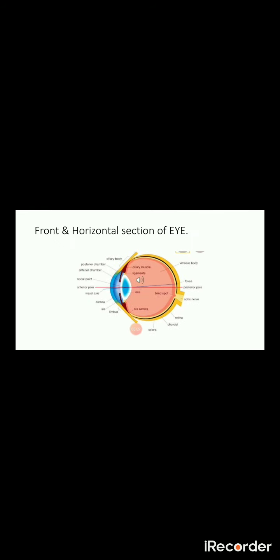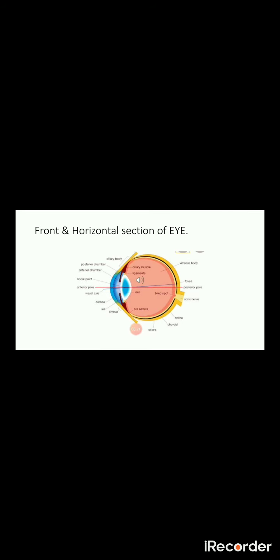The color of the iris may be blue to gray in some people, and in other people its color is in different shades from green to brown: green, light brown, dark brown, leading to the dark brown and black. The size of the pupil depends upon the light, which we will discuss in the next slide.